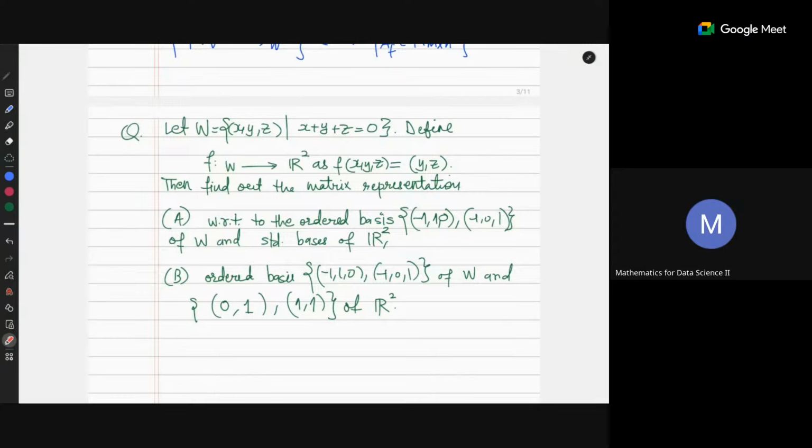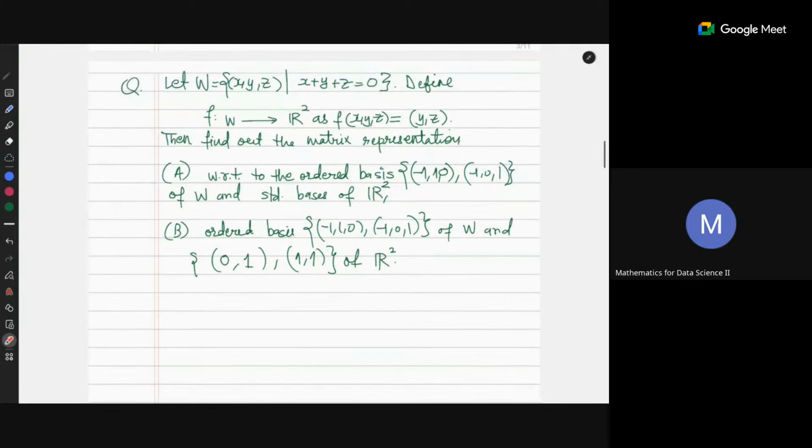Now a subspace in itself is a vector space, so you can treat that as a vector space itself. You now define a map from W to R2 as this: (x, y, z) goes to y. This is clear. Now we need to find out the matrix representation. First, in the first case, with respect to this ordered basis and the standard basis of R2. In the second case, I have the same basis for the domain, but a different basis for the codomain. So how do we find them in case one? In case A, how should we start?